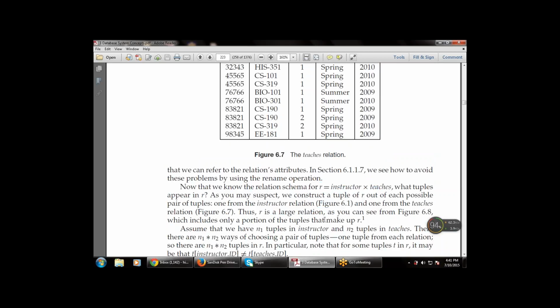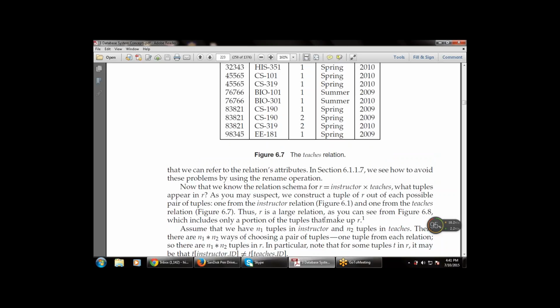Therefore, R is a large relation because it contains the values of both relations, the instructor and the teaches. As you can see from figure 6.8, which includes only a portion of the tuples that make up R, the instructor is multiplied by the teaches. Assume that we have n1 tuples in instructor and n2 tuples in teaches. Then there are n1 × n2 ways of choosing a pair of tuples.